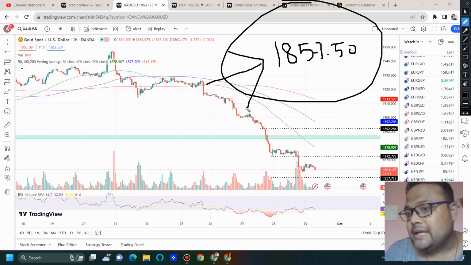Market may not head towards the 1850, 1851 level, because the market doesn't like common things. And if you're already holding a sell position in the market, then stay on the trade, enjoy the ride.